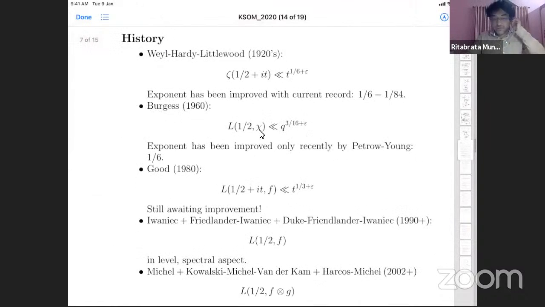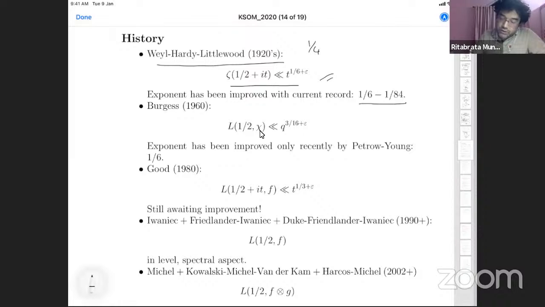The subconvexity problem has a long history, and it really goes back 100 years. The first result is due to Hermann Weyl and Hardy and Littlewood from the 1920s, and they were looking at the Riemann zeta function. The Weyl bound was that the zeta function at 1/2 + it is bounded by t to the power 1/6 + epsilon. Over the 100 years since then, we have improved the exponent, but as you'll see, the improvement is quite mild. The trivial bound was 1/4, so in one go it was improved to 1/6, and in the last 100 years we have improved it to 1/6 minus 1/84. This is due to Bourgain, and it's quite recent, from 2018.